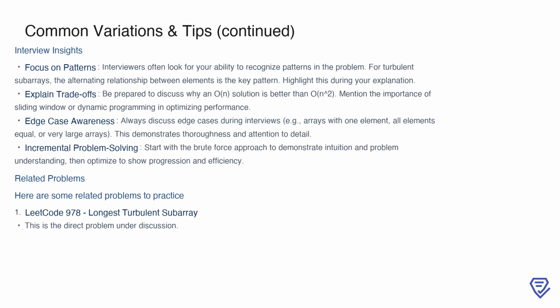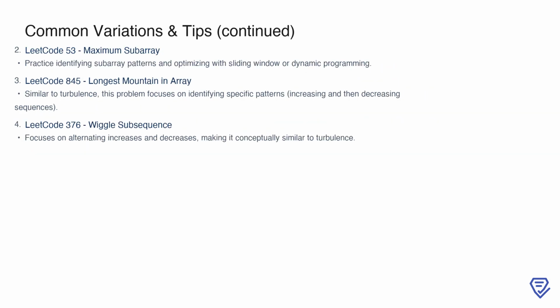For further practice, focusing on related problems can help reinforce these skills. Some related problems to this one include LeetCode 53, Maximum Subarray. This problem helps you practice identifying subarray patterns and applying optimization techniques like sliding window or dynamic programming. Another is LeetCode 845, Longest Mountain in Array, which involves recognizing sequences that first increase and then decrease, making it conceptually similar to turbulent subarrays.